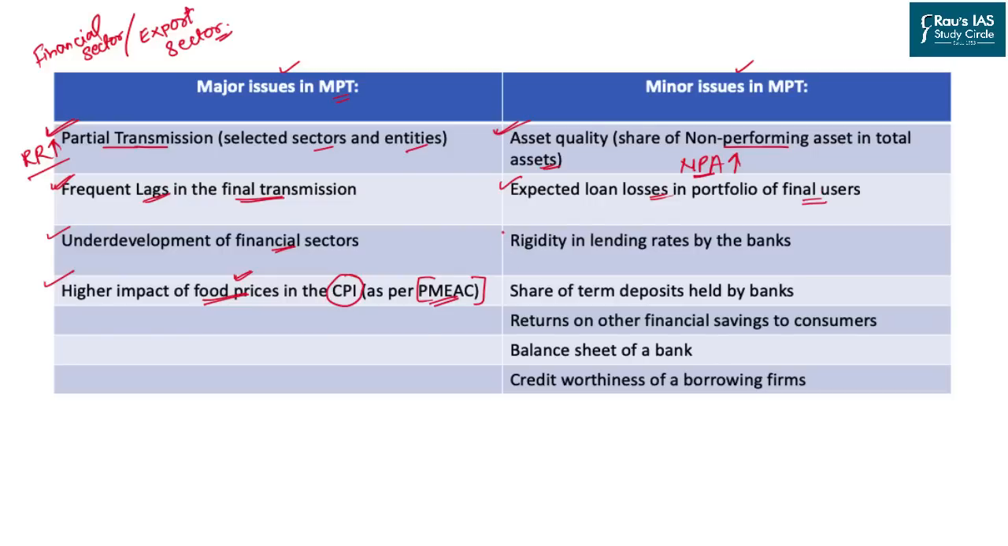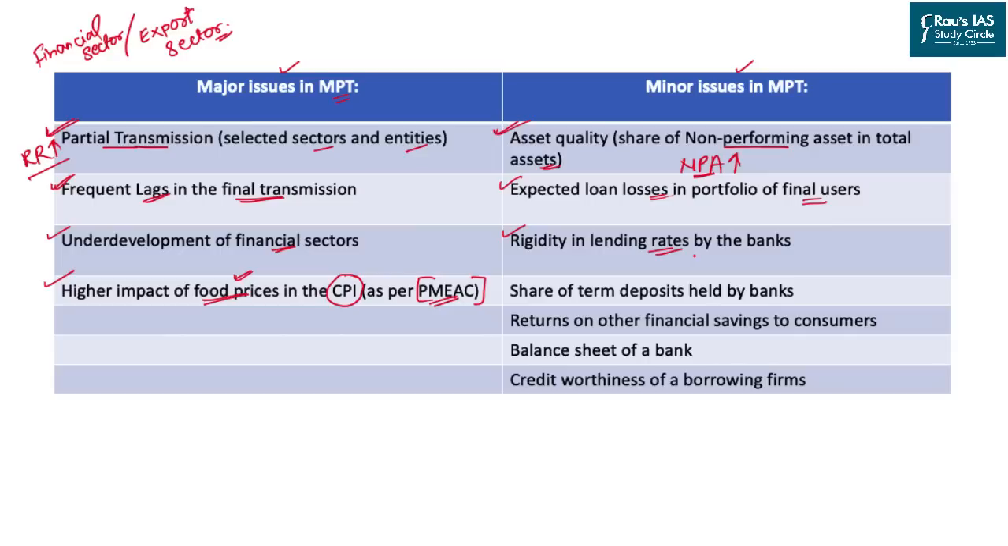The next one is rigidity in the lending rates by banks, which we have already discussed. It is normally seen that whenever the RBI increases or decreases the repo rate, final commercial banks do not make similar changes. They are quite rigid. So if they have kept, let's say, a very high home loan interest rate and the repo rate has reduced, they are not going to reduce their home loan rates, citing a very lame argument that they have to make a larger margin.